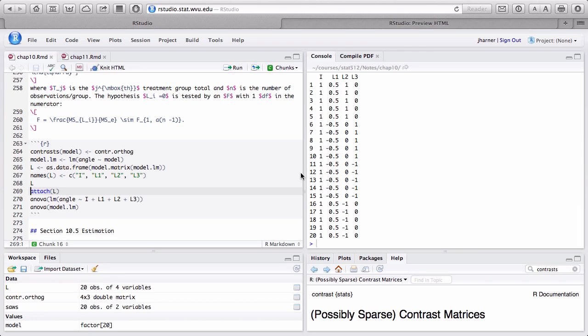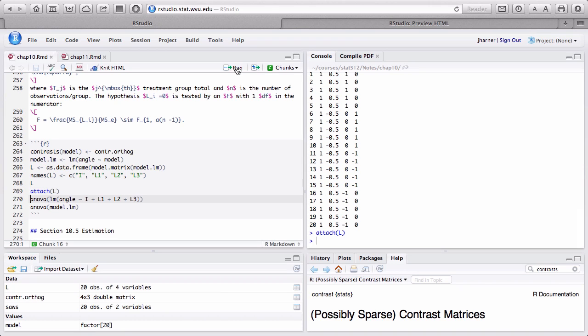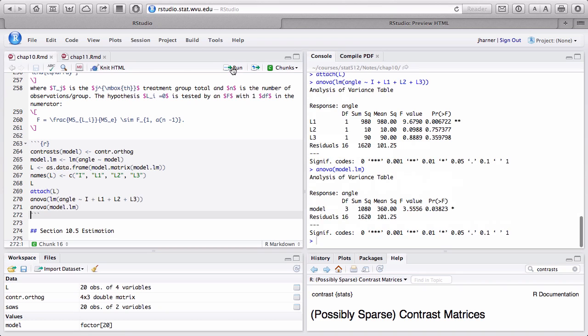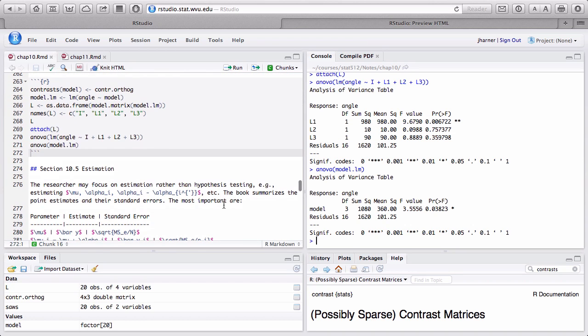Okay. I think I had already attached L, but if I had not, I'll do it. Now if I do an ANOVA on this, I get this breakdown, and then if I do it on the model.lm, and again, this is where I said that the sum is equal to the sum of these three under the sum of squares. So I partition the sum of squares into three parts such that they add up. Notice I have 3 degrees of freedom. That means I can define 3 orthogonal contrasts such that the sum of squares will add up.